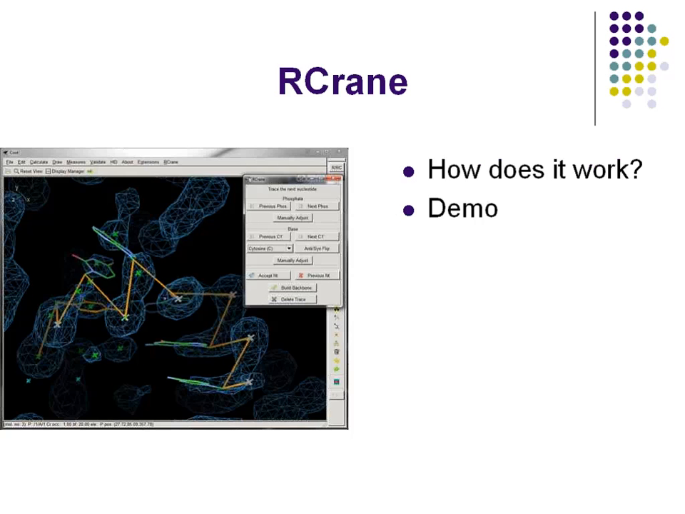As Piotr mentioned, I'm going to be talking about RCrane. It's a Coot plugin for building RNA models into electron density. Before doing the demo, I just wanted to do a couple of slides showing you how RCrane works to give people some idea of what's going on behind the scenes with the plugin, hopefully to help people use it better and figure out what it's doing.